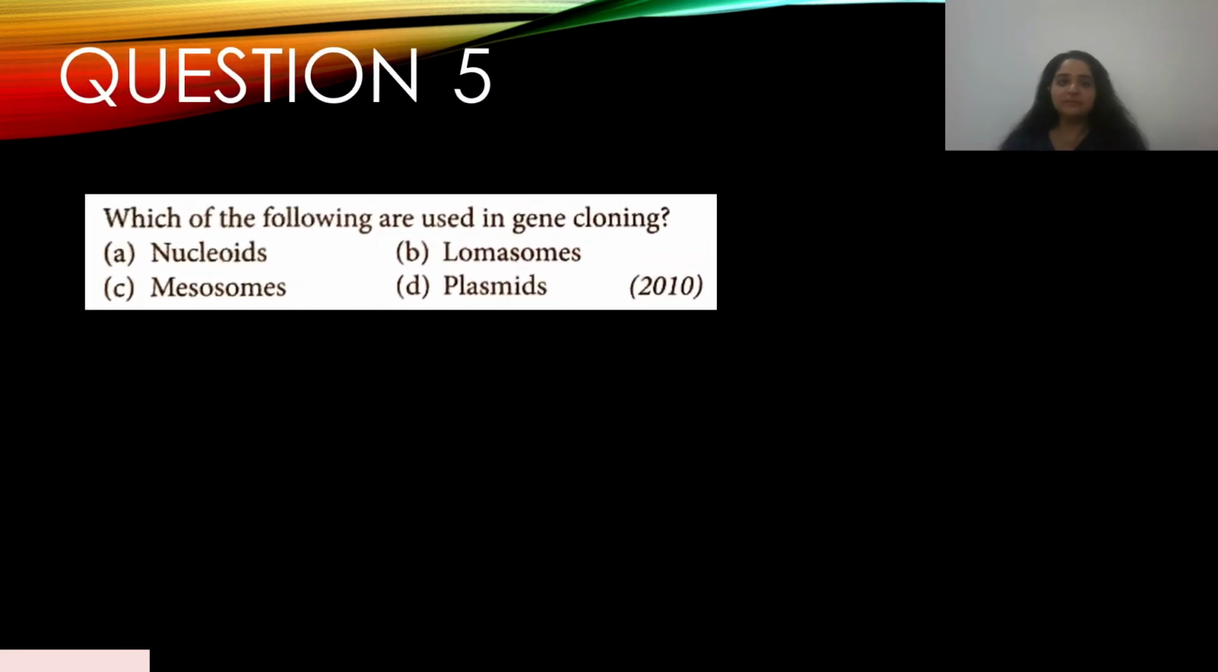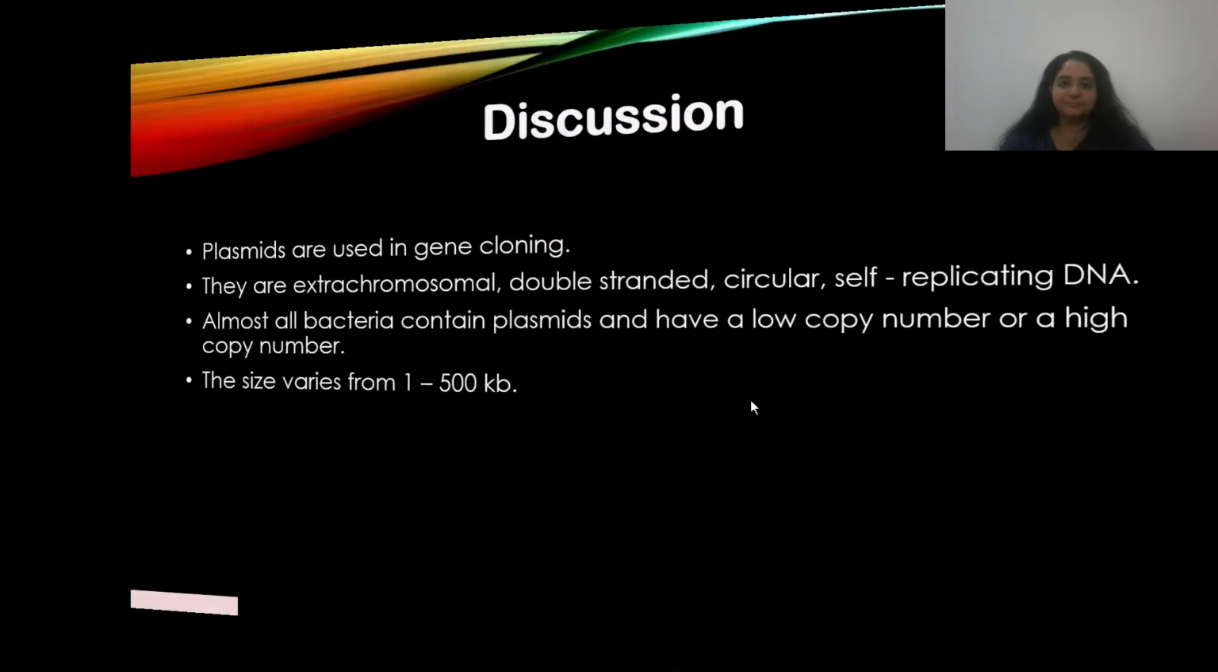Okay, so question number 5. Which of the following are used in gene cloning? This appeared in the year 2010. So the answer is D, plasmids. None of the other options make sense. So the answer is D, plasmids.